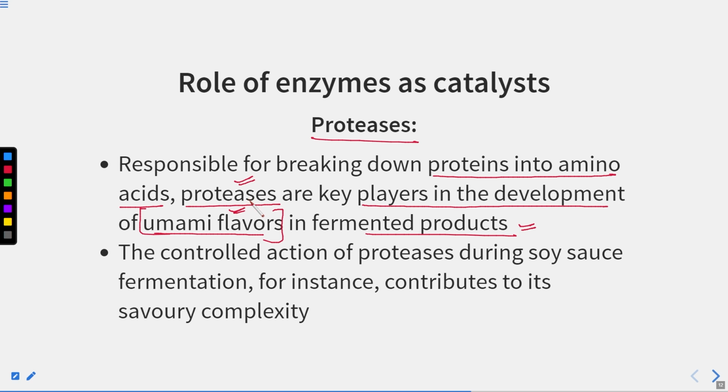And these proteases are what? These are the enzymes that convert proteins into amino acids. The controlled action of the proteases during soya sauce fermentation, for instance, contributes to its savory complexity. So for the production of soya sauce, these proteases are important.